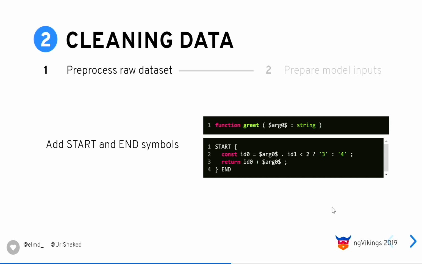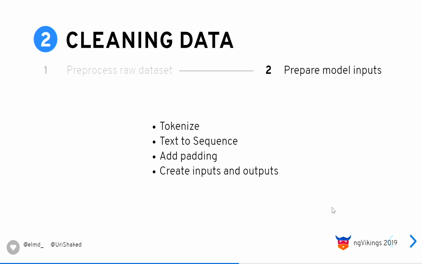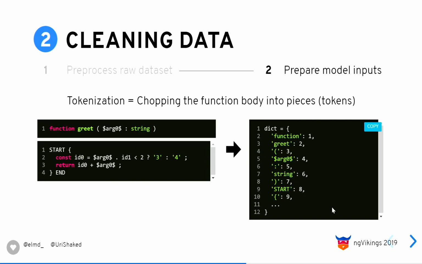Right, that's the second step of cleaning or pre-processing the data. We want to prepare the model inputs, something that we feed into the model, into the algorithm, into the neural network. And that involves a couple of steps. Let's take a look at every one of these steps one by one. And the first step would be to tokenize the signatures and the implementations.